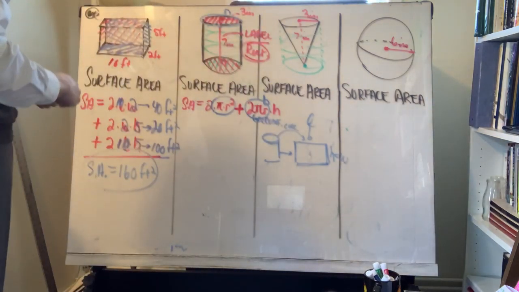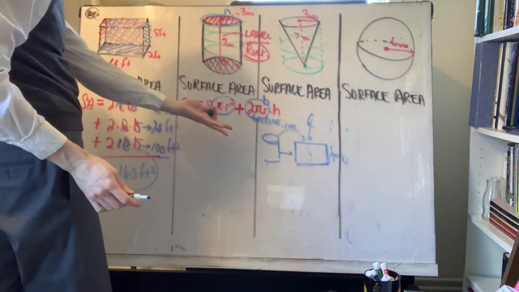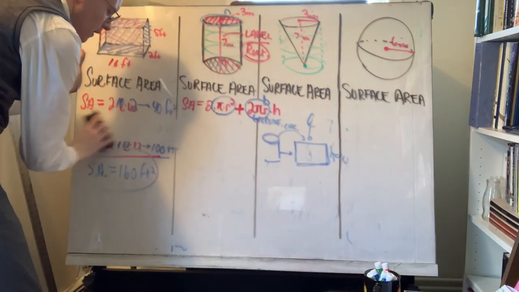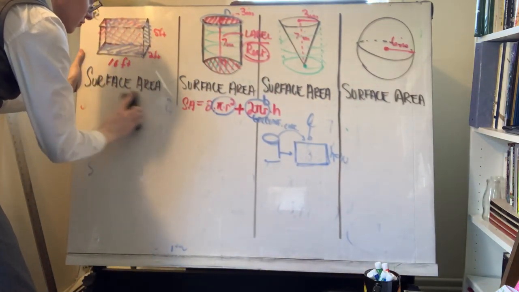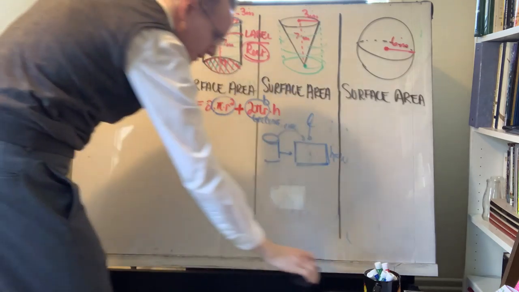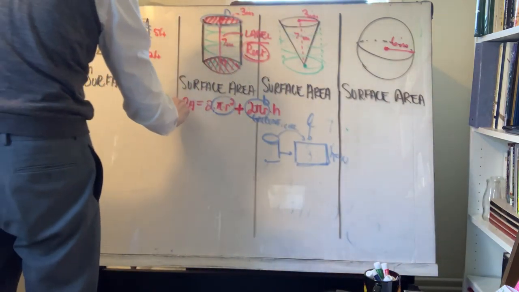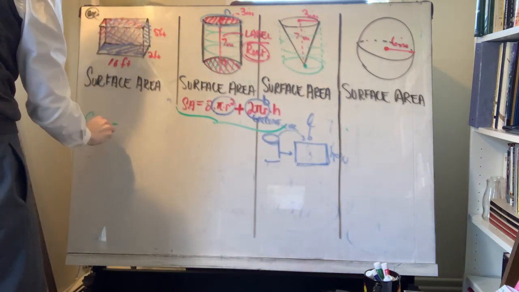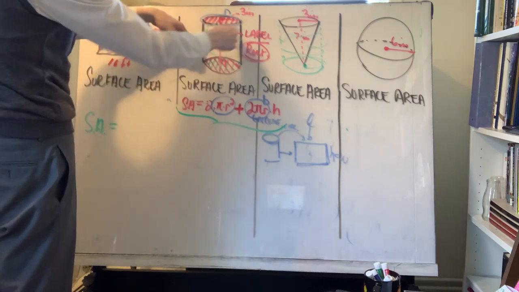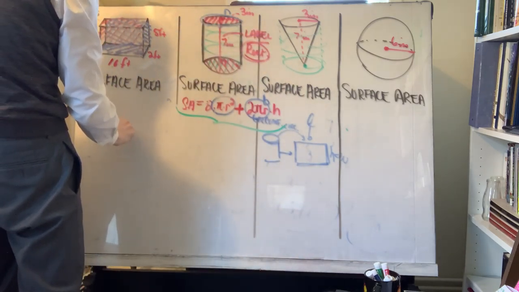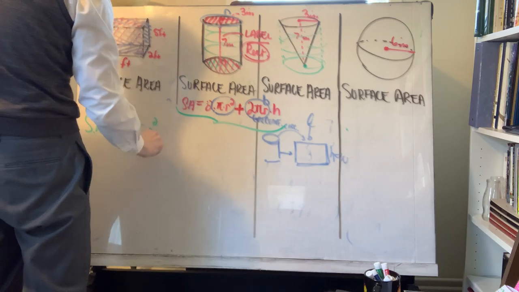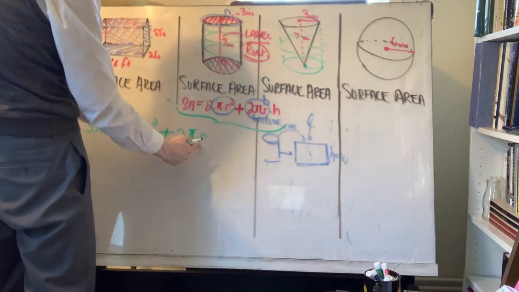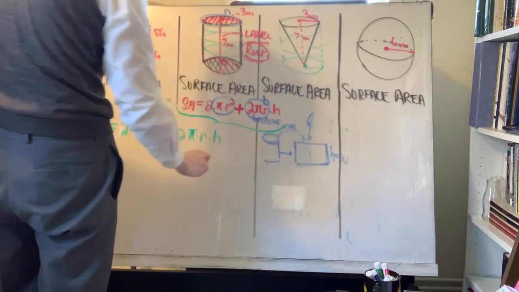Anyhow, if you insert the numbers that you have, I'm going to need a little bit of space, so I'm going to erase something. Here is what you end up doing. I'm going to write this, firstly, a little bit more cleanly over here. The surface area is comprised of two parts, the circle part and the label part. So you have 2 times pi times the radius squared plus 2 times pi times the radius, that's the circumference, times the height.